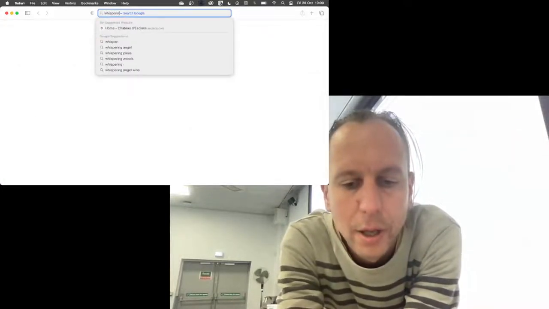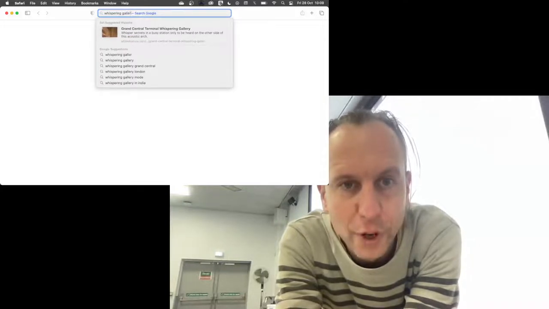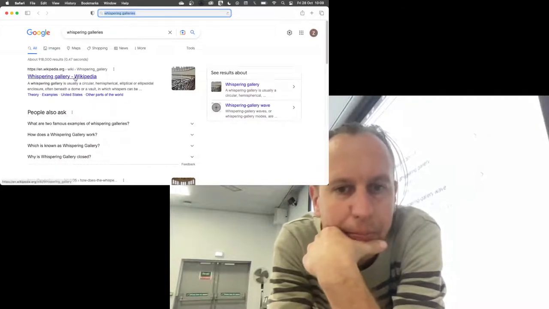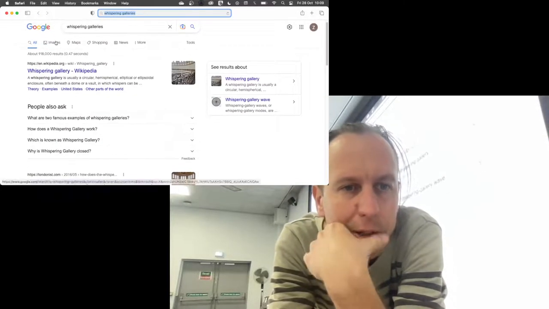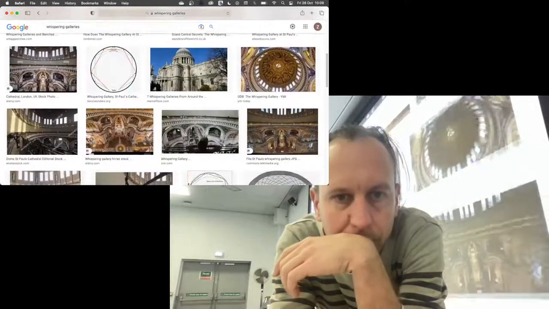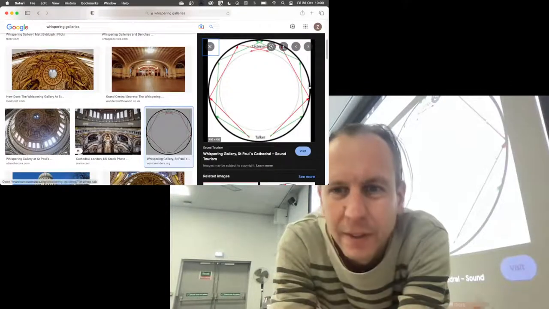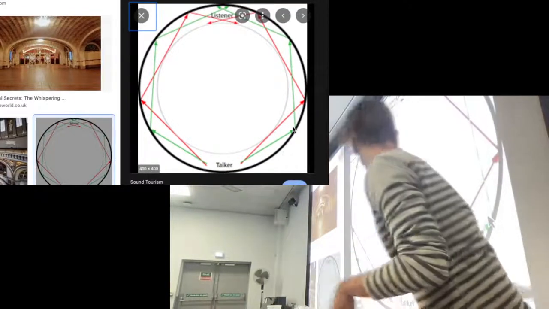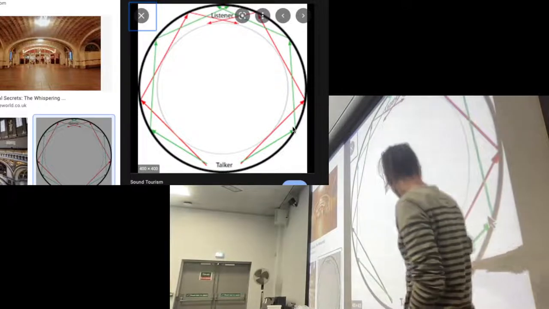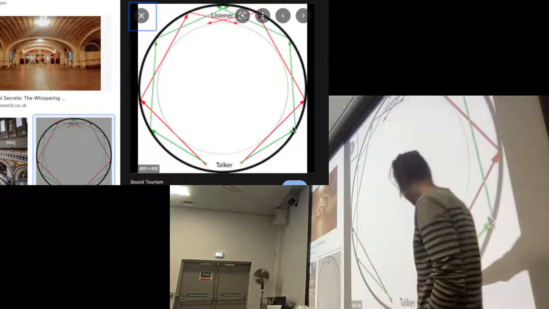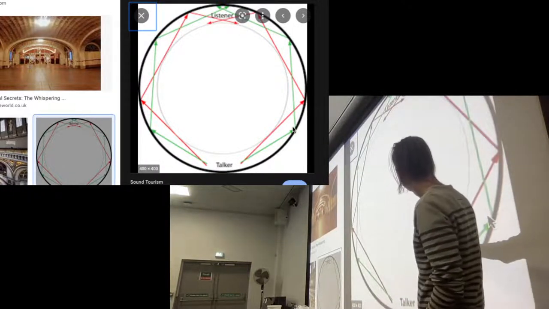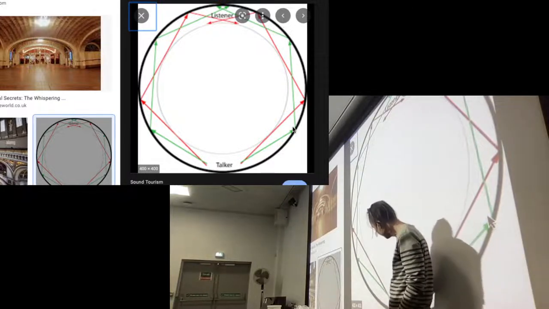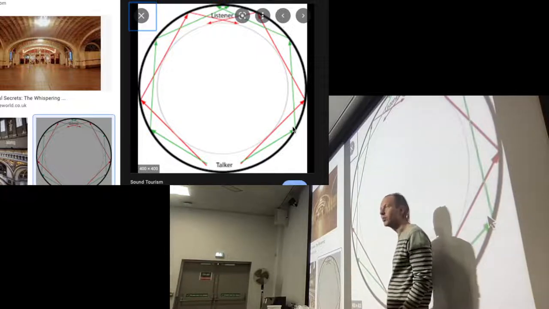Whispering galleries. And there are actually two phenomena here. I'll explain it in a second. Let's see, images. This one. Okay, so here it's actually not even drawn as a huge amount of reflections, but actually you could do this. The important thing is, if you want to achieve this effect, the source has to be orientated in a sideways direction.